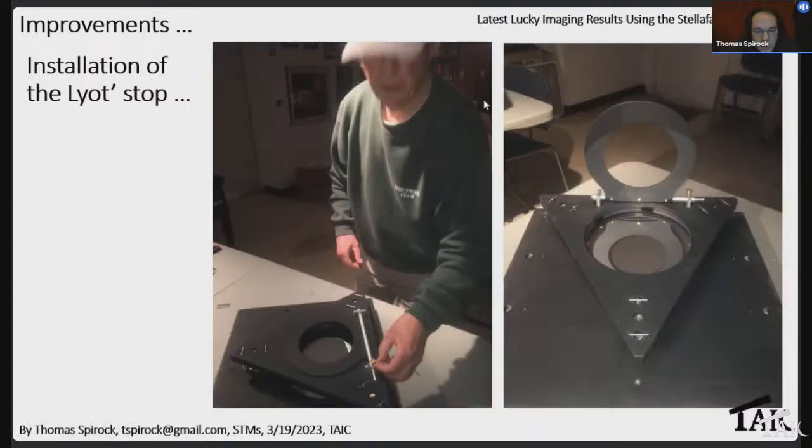So here's Jim Daly installing the Leo stop. On the left side, we see that the Leo stop is this plate with this hole in the center. And when this plate is in the optical path, it makes an equivalent 9-inch telescope. And when the plate is flipped up out of the path, as we see here on the right, we have our full aperture 13-inch telescope. And we wanted to do this in keeping with kind of the old ways. We didn't want to have motors and computers and such.